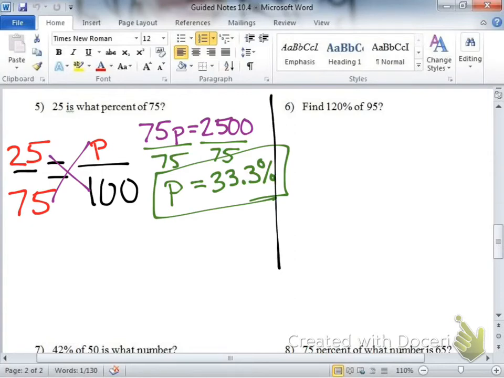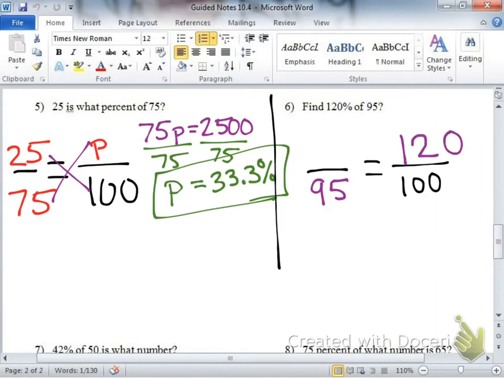All right, next one. Blank over blank equals blank over 100. And the question reads, find 120% of 95. 95 goes where? On the bottom, yeah. Because it's the of number. And then where does the percent go? Yeah, the percent, even if it's bigger than 100, still goes over the 100, okay?